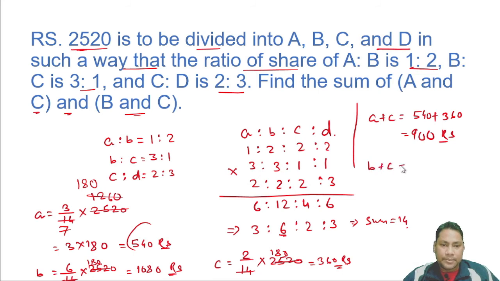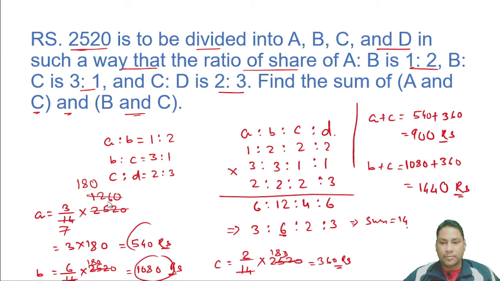B plus C. The value of B we have calculated here is 1080, plus the value of C, that is 360. This will become 0, 8 and 6, 14, 3 and 1, 4, 1440 rupees. So friends, likewise we can solve this type of problem.